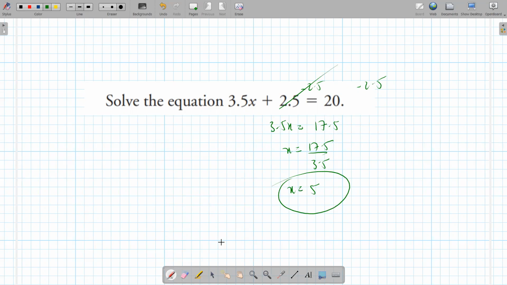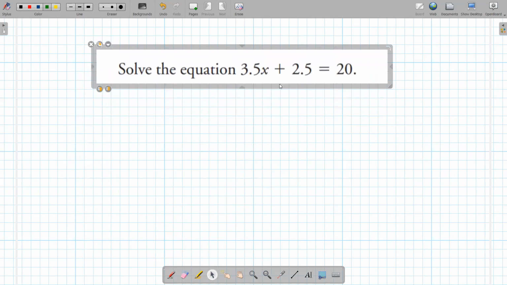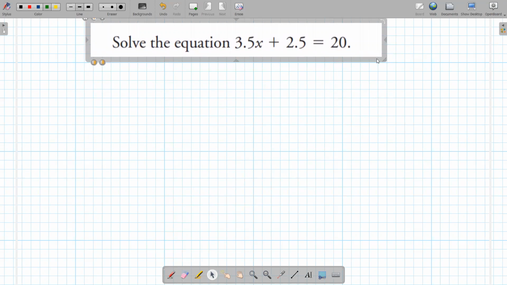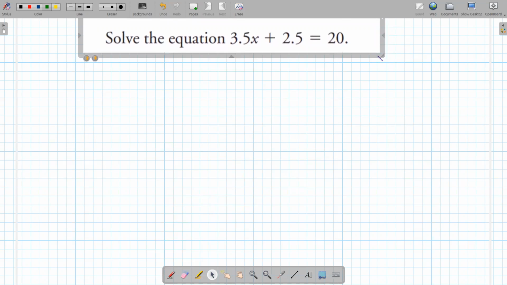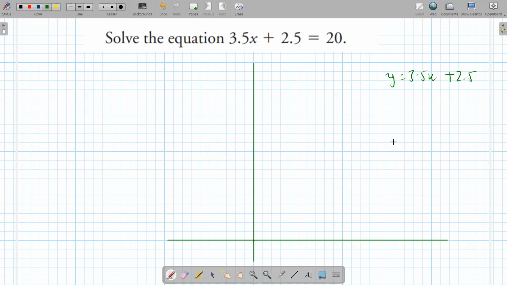Cool? Now here's a harder way of doing this problem. I'm going to show it to you anyways, because sometimes they'll ask you to do this graphically, okay? So here, our origin is 0, 0. Right there is our origin. How do we sketch that equation? 3.5x plus 2.5. We're just interested in the left hand side of the equation. So we just want to sketch y equals 3.5x plus 2.5.